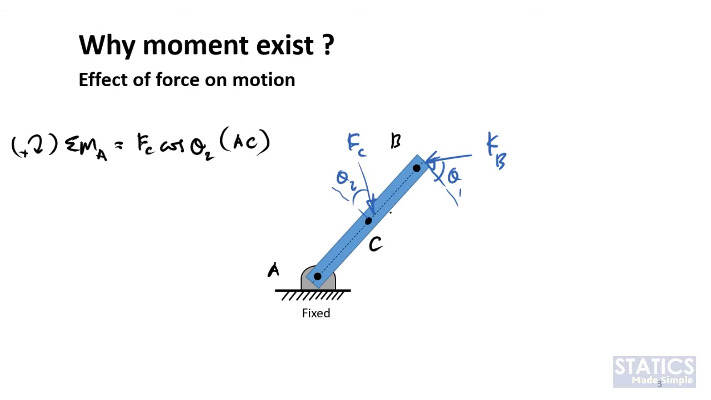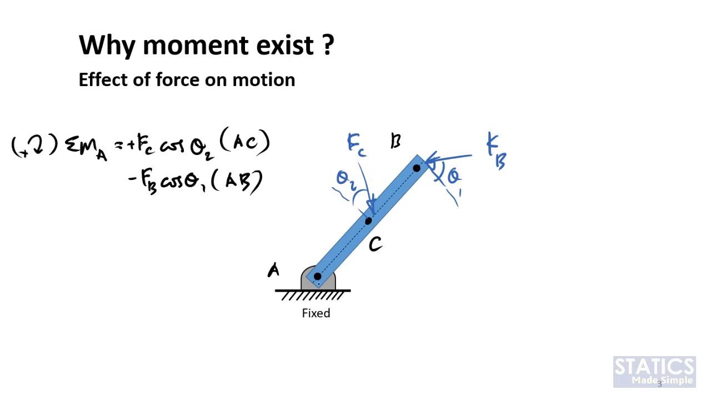Since the moment due to FC is creating a clockwise rotation, we give a positive sign there. And then we have FB that is causing a counterclockwise rotation, giving a negative moment there. So we have FB cos theta 1 times AB. So this is the moment at A. Since we have two forces, it will be the sum of the moments coming from these two forces at A.